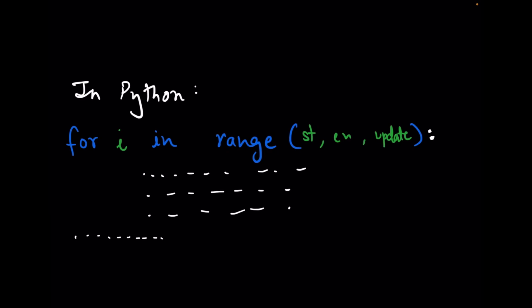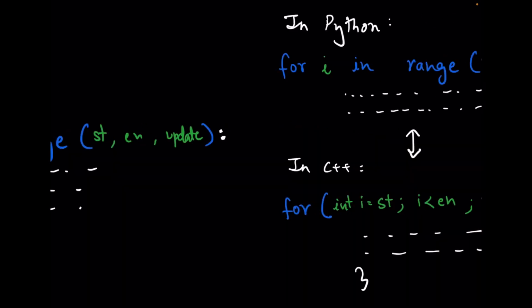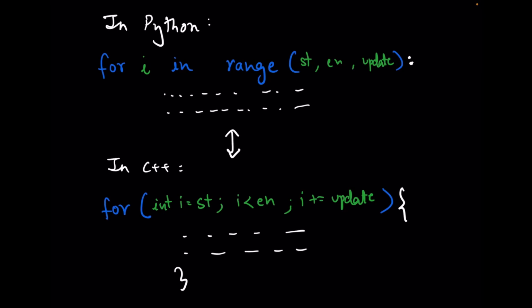So how does this work similar to the C++ for loop? Let's see this in detail. These two pieces of code shown here are equivalent. The reason for this is that in the Python code, range(st, en, update) is going to generate an arithmetic progression sequence, right? So the first value in that sequence will be st, then the second value will be st plus update, then the third value will be st plus two times update, and so on, till before en, right? So i will take all these values one by one. First it will take the value st, then the value st plus update, and so on.